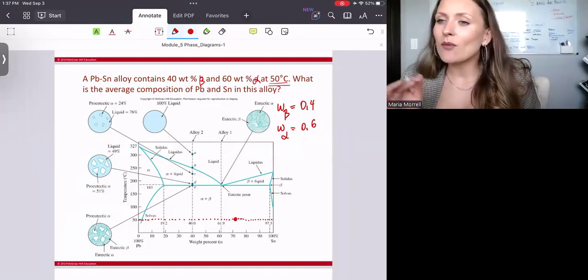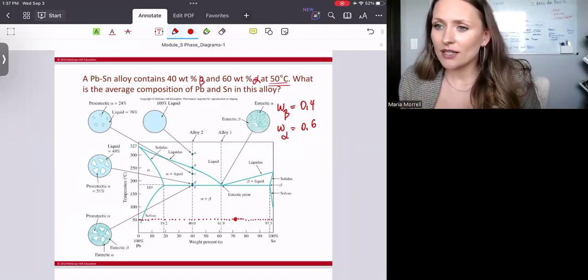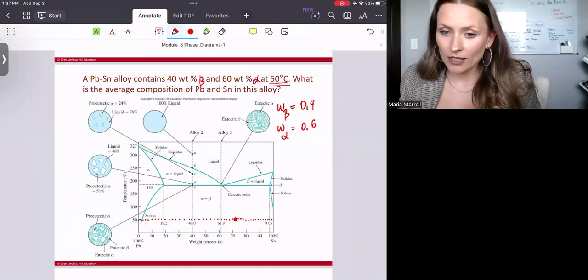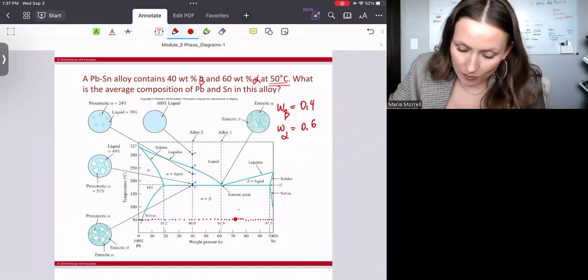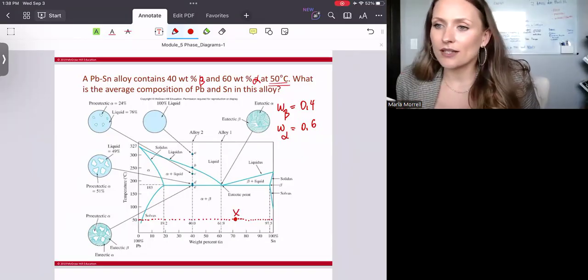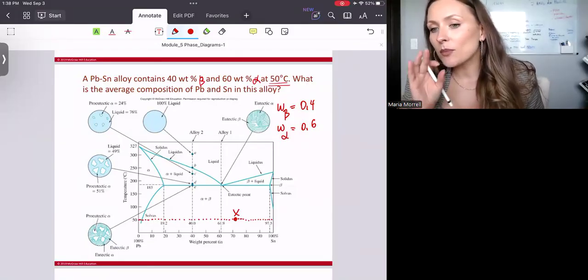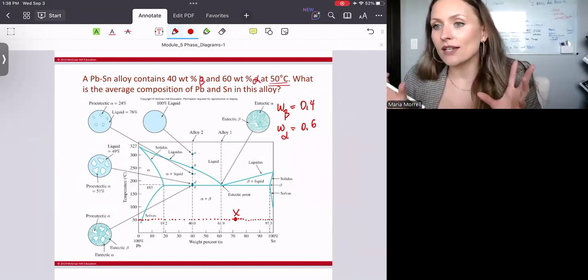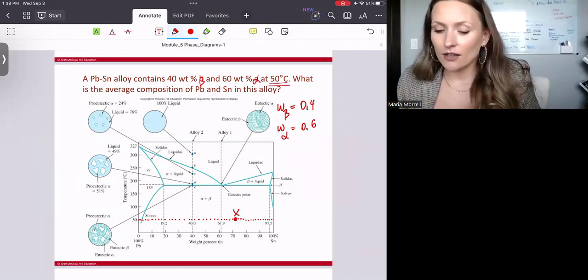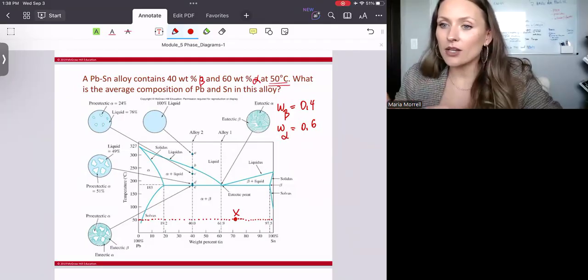Just put the point somewhere on the diagram because it's going to help you quite a bit. So let's say I put this point X. I don't know where it is. It could be shifted a little bit left, shifted a little bit right, but I'm going to place it because it's going to help me visualize things. Then I can put the tie line and I can start compiling the equation.